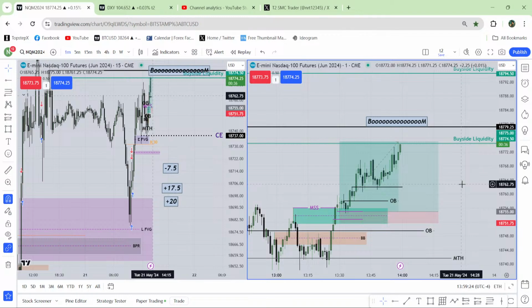The very next candle is the 2 p.m. candle. Let's see if we can get the run around 2 p.m. or not.